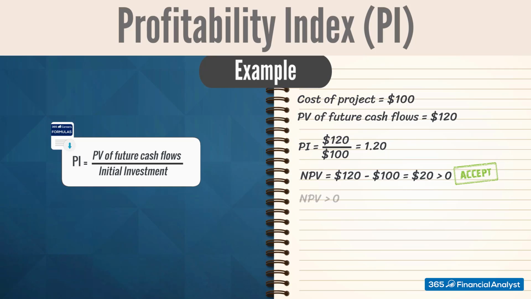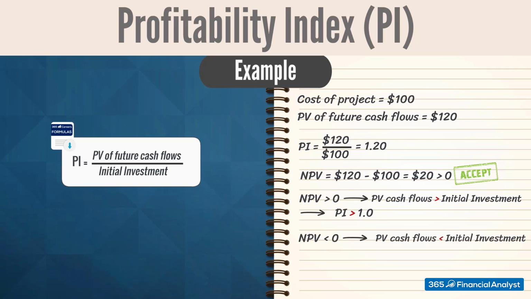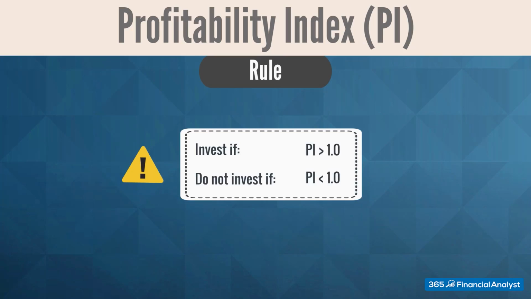In general, if a project has a positive NPV, the present value of the future cash flows is bigger than the initial investment. The profitability index would thus be greater than 1 for a positive NPV investment and less than 1 for a negative NPV investment. This leads us to infer that we should invest in projects that have a PI greater than 1 and reject those that produce a ratio of less than 1. This is the rule we should follow regarding investments.